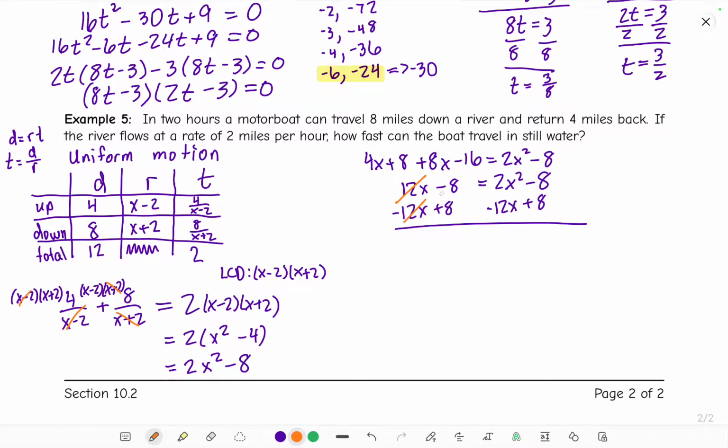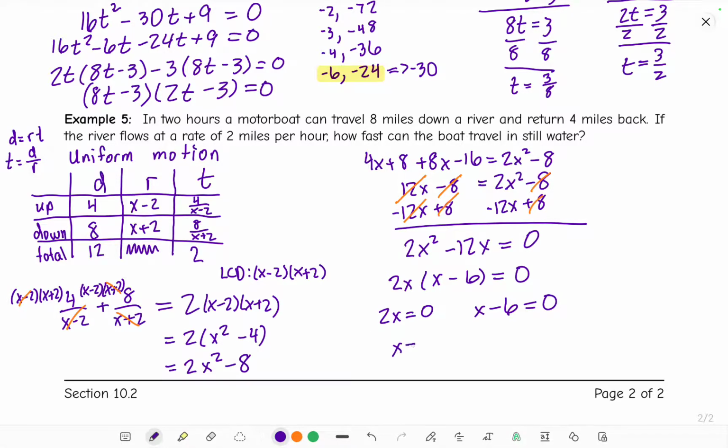The 12x's on the left cancel out. The 8's on the left cancel out. The 8's on the right also cancel out. So we're left with 2x squared minus 12x equals 0. Now this is where we are going to use the GCF. I can factor 2x out, so then we get x minus 6. So 2x equals 0 and x minus 6 equals 0. Divide by 2, we get x equals 0, or add 6, and we get x equals 6.